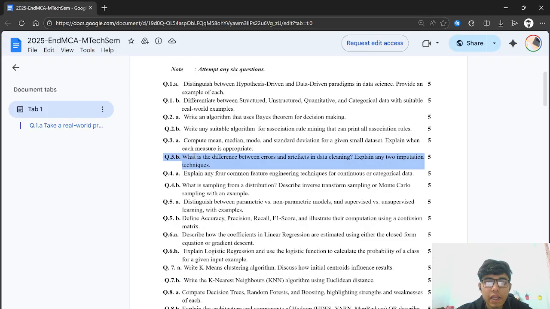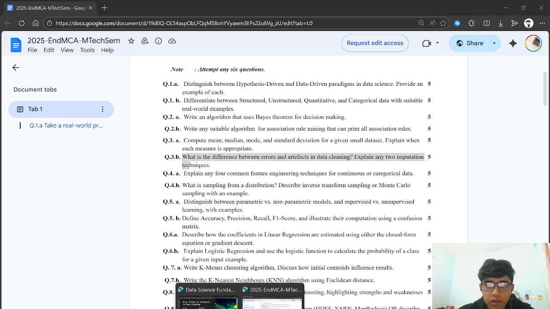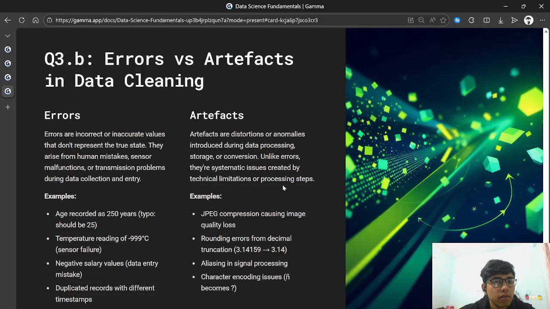Question number three, subpart B. What is the difference between errors and artifacts in data cleaning? Explain any two imputation techniques. So let's proceed to that. Let us begin by distinguishing between errors and artifacts in the context of data cleaning.